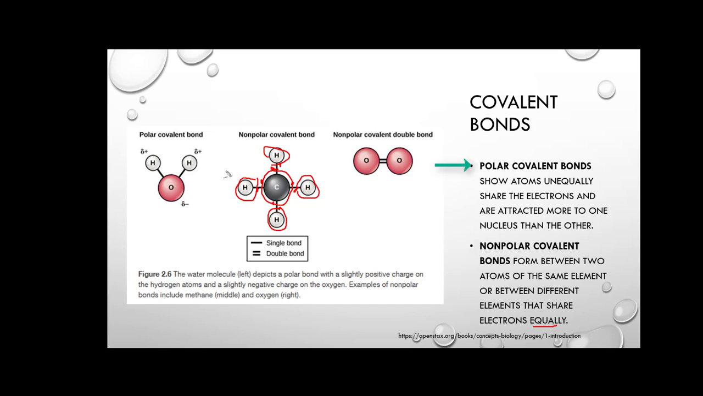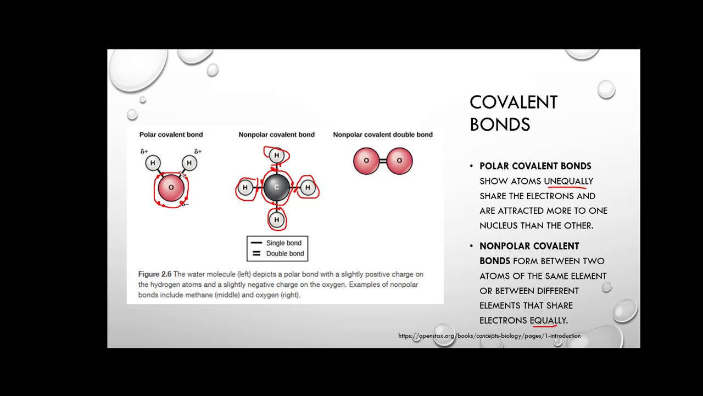Polar covalent bonds are basically the same thing, but they involve unequally sharing the electrons. In this case, we're going to talk about oxygen. Oxygen's atomic number is 8. So instead of having 4 valence electrons, it actually has 6 electrons in its outermost shell. So it just needs 2 more.